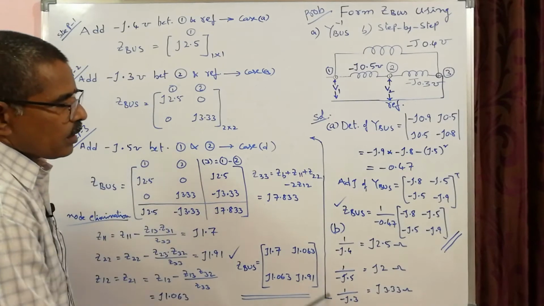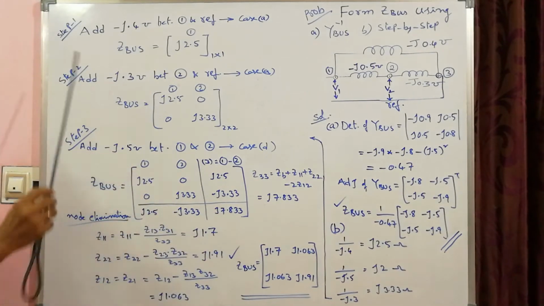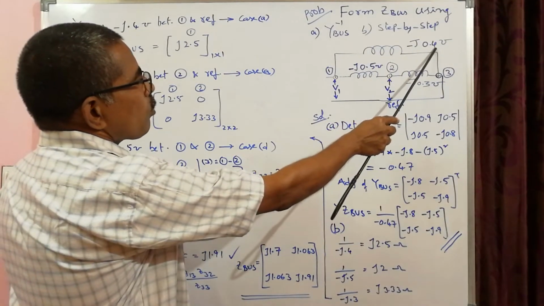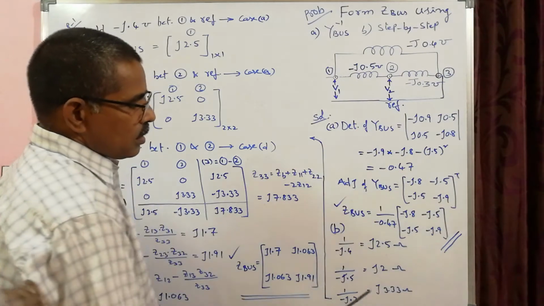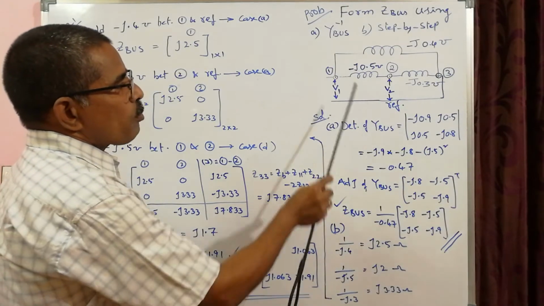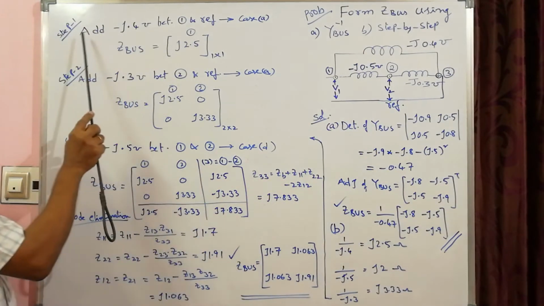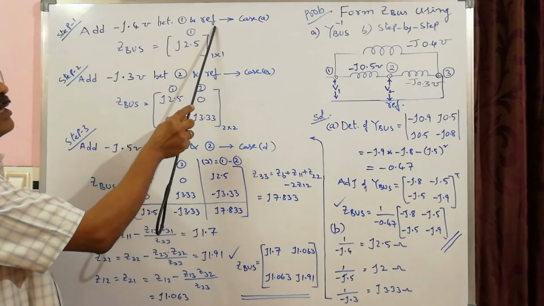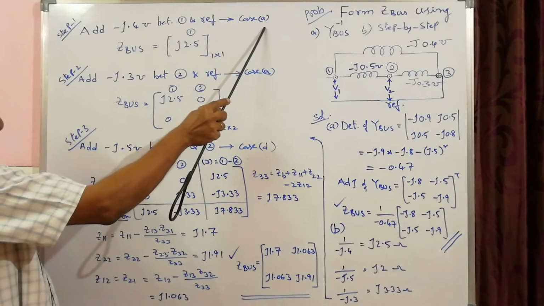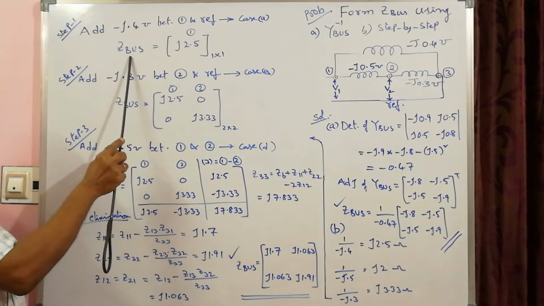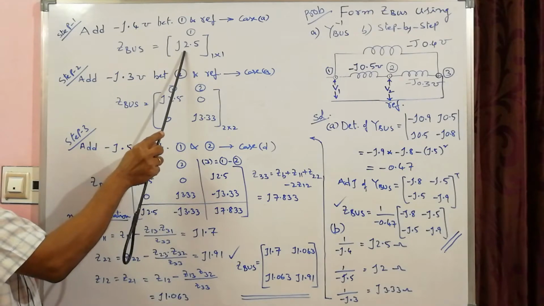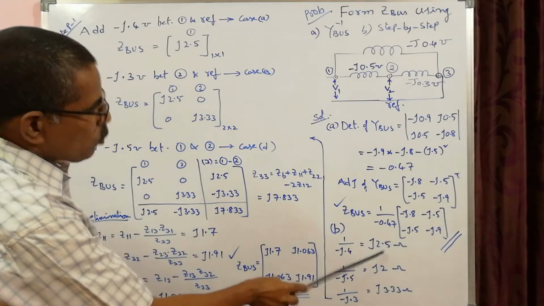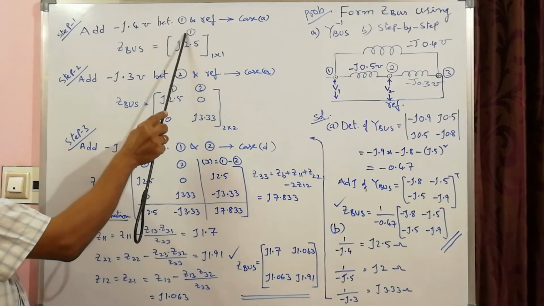Now, you see I am coming here. So, in the first step, I am adding minus J 0.4 mhos, which is J 2.5 ohms, between bus 1 and reference. So, add minus J 0.4 mhos between 1 and reference. So, what case is this? It is case A. So, for case A, Z bus is directly written as the impedance corresponding to this admittance, that is this J 2.5, that is Z bus.